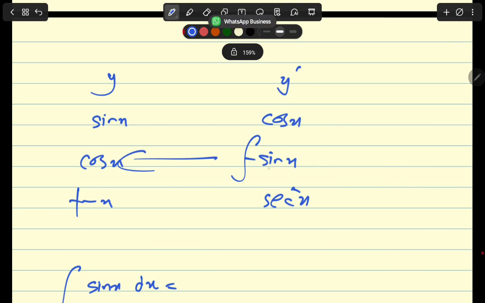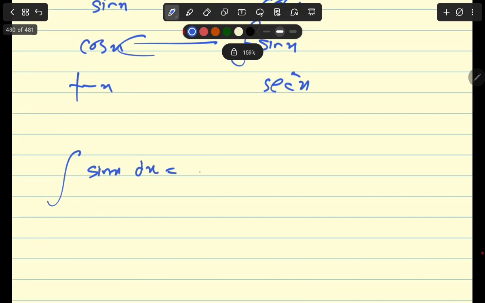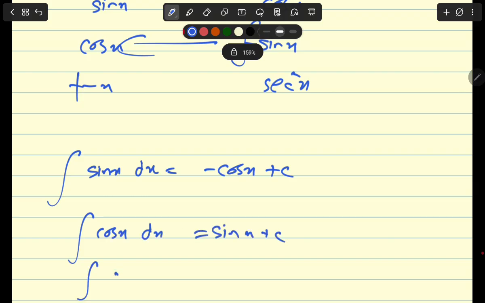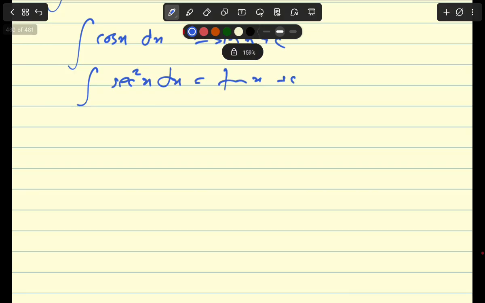So if there is a negative sine x, you get a positive cos x. If there is a positive sine x, you get a negative cos x, right? So integral of sine x is negative cos x, and you put a plus c. Integral of cos x is nothing but sine x plus c, and integral of sec square x is nothing but tan x plus c. Okay, always remember, don't memorize, this is just the reverse differentiation.